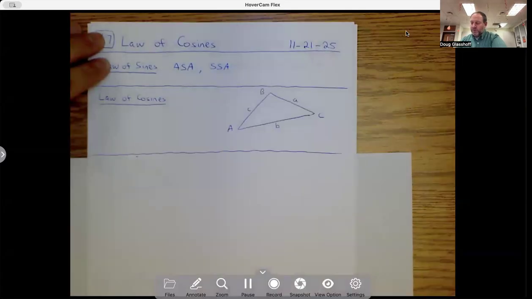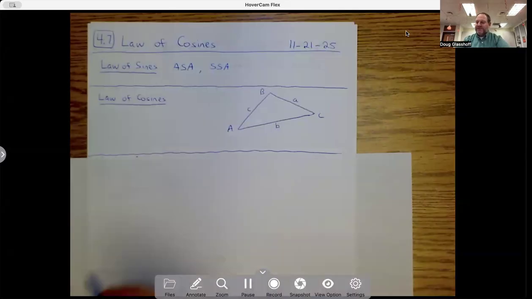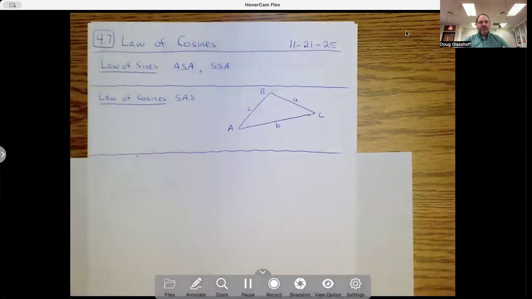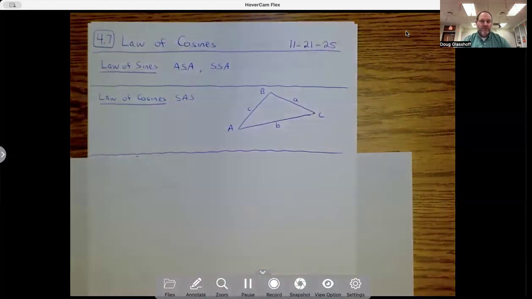Okay. So today, law of cosines. Law of cosines works when you have side, angle, side. So you have two sides and the included angle. That's when this is going to work. It looks a lot like the Pythagorean theorem. It's going to look very similar to start with.